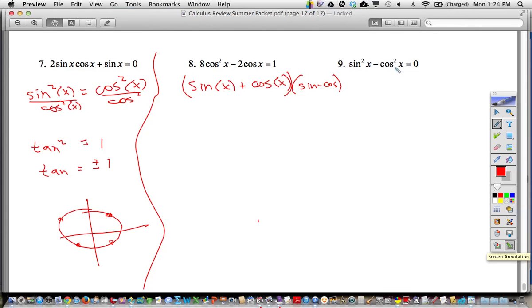Doesn't that make sense for this? Difference of squares. And then they set each of those equal to 0, and what you end up with is sine equals negative cosine, and sine equals cosine. Well, that's still pi fourths, right?